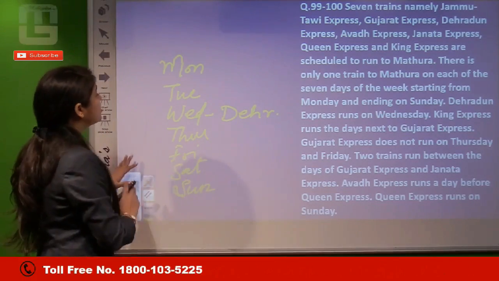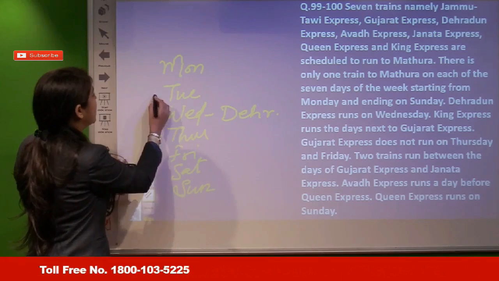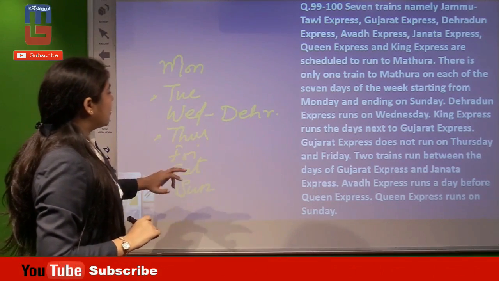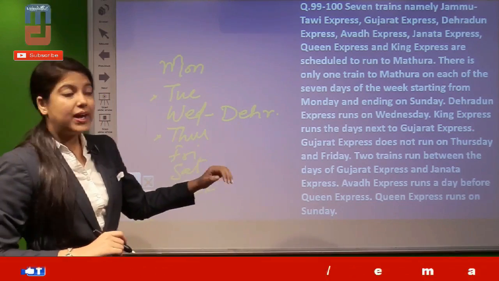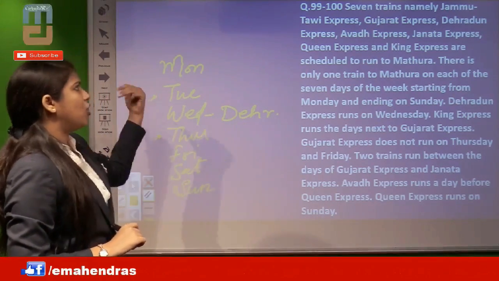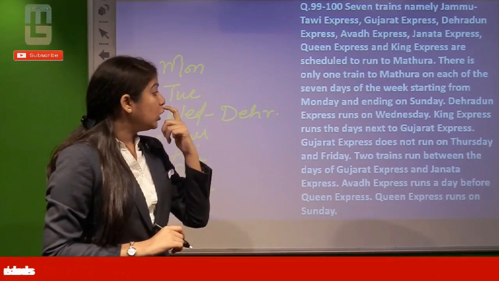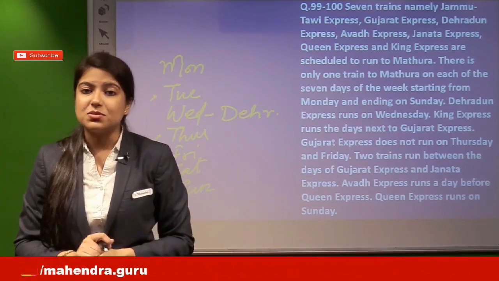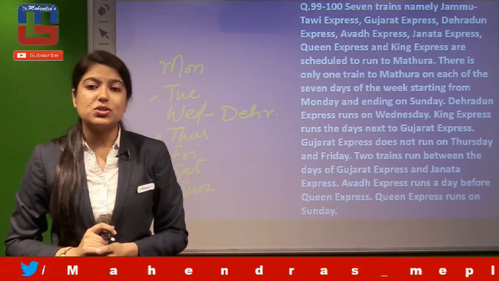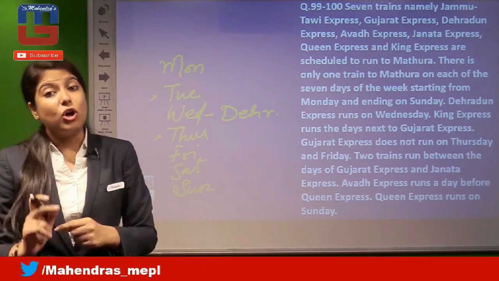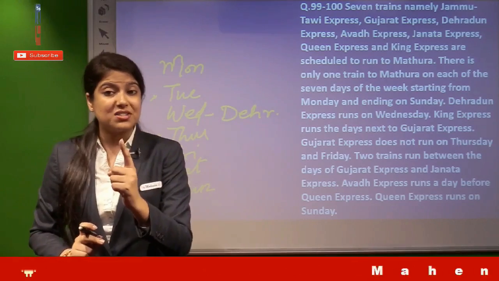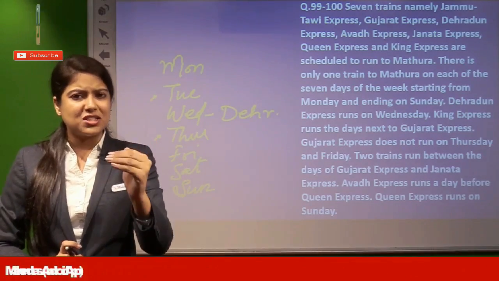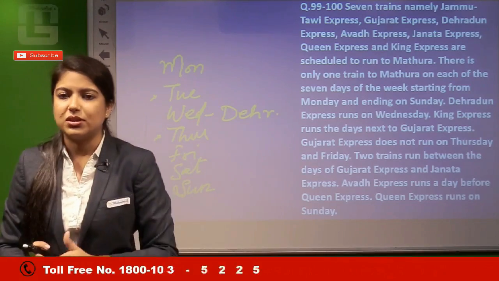Now see, we know Gujarat Express cannot run on Thursday, cannot run on Friday, right? So if it is not running on Thursday or Friday, it can run on Saturday or Sunday or Monday, right? Now if we look at the next condition, 2 trains run between Gujarat Express and Janta Express, and also you have to remember King Express would be after Gujarat Express. That means Gujarat Express, King Express, then one more train and then Janta Express, right?